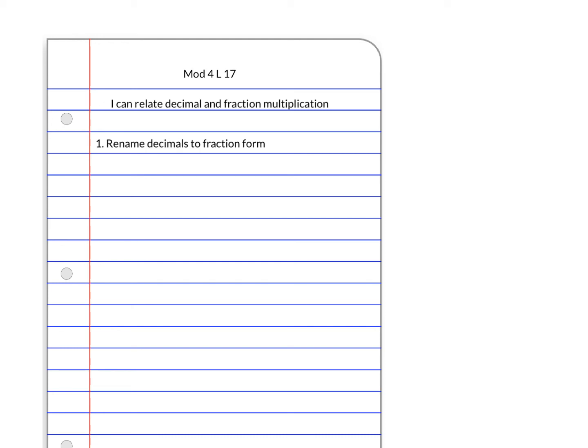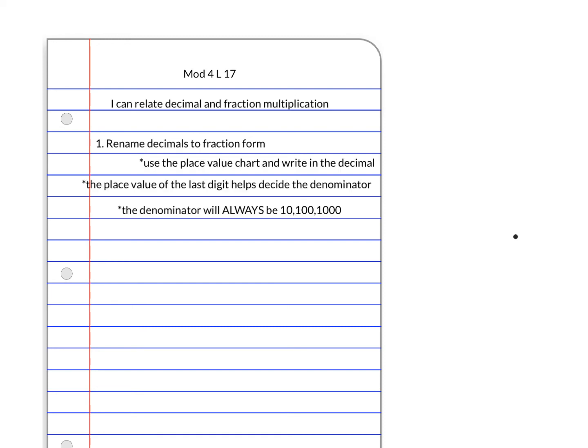Now that we have our I can statement, we are going to focus on how to solve decimal multiplication problems. The first step is going to be to rename decimals to fraction form. So step 1, write down, rename decimals to fraction form. Pause the video till you have step 1 written down. All right, so pause this video until you have written down these notes.